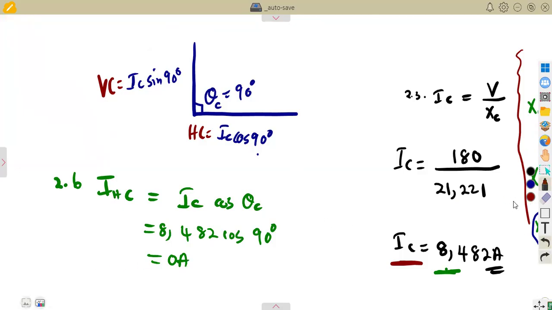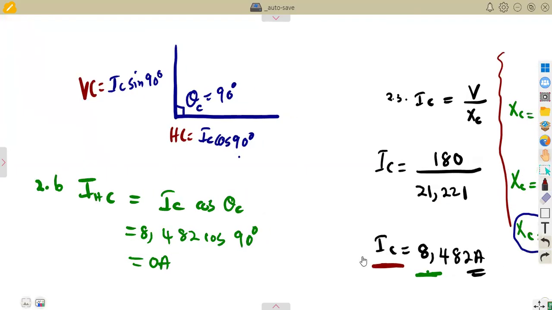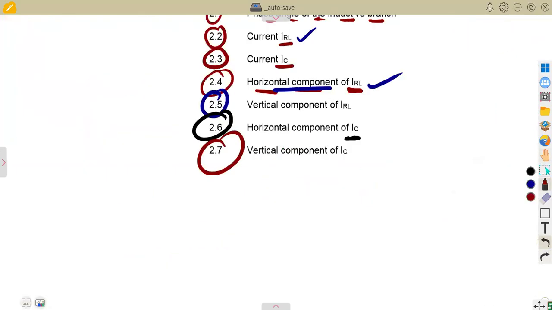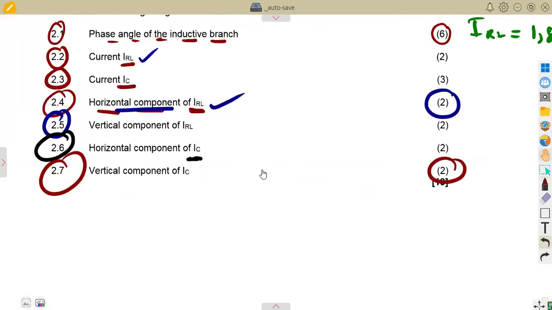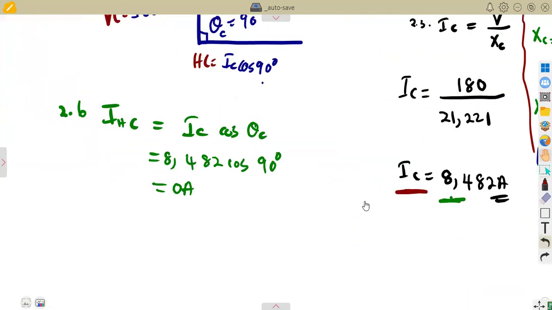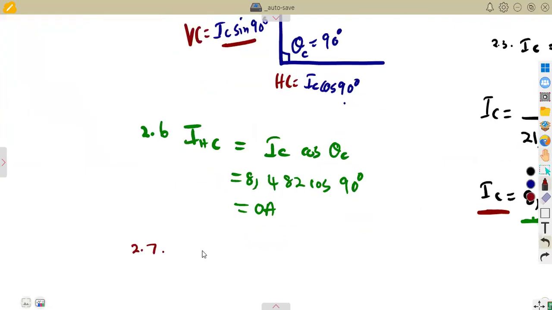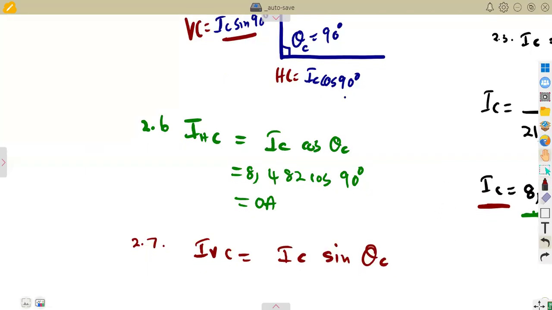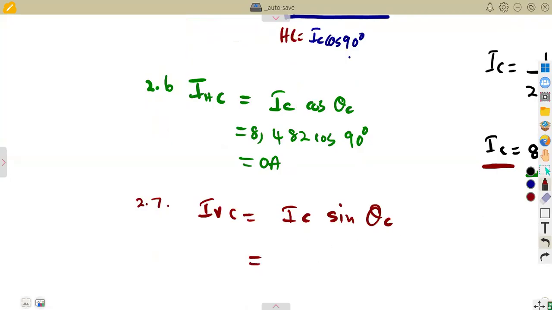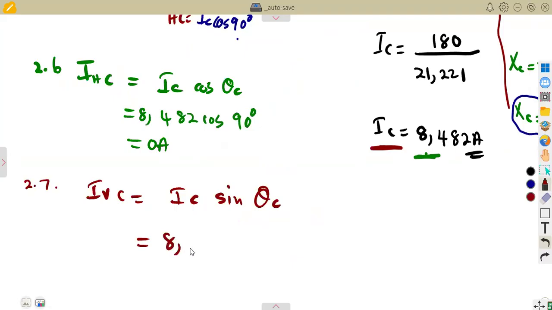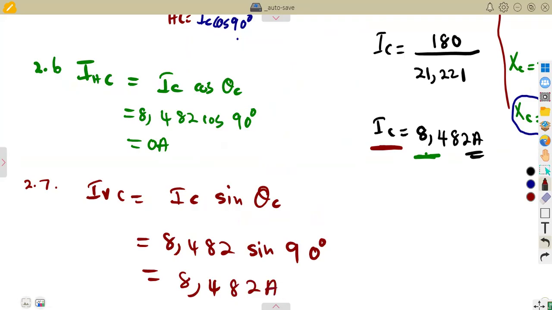All right. Then we can also calculate the other one, which was 2.7. It was the vertical component of this IC, and that is 2 marks. In the same manner, the vertical component is IC sine 90 degrees. So the vertical component of IC can be calculated as IC sine theta, which is the angle affecting the capacitor. It's purely capacitive, so that will be 90 degrees. So that's 8.482, the sine of 90 degrees. And that was going to give us the same 8.482 amps.